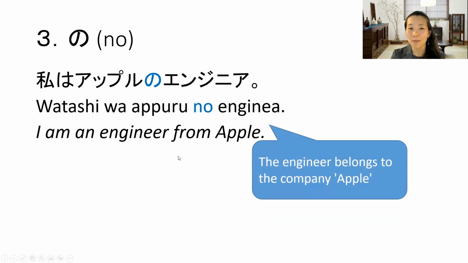Let's practice pronunciation together. Repeat after me. 私はAppleのエンジニア. You can change it to your own situation. Unless you're working at Apple, you can use something else. You can use it to introduce yourself, with a company name and then your position or occupation.